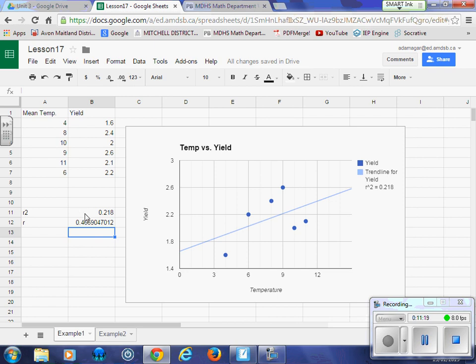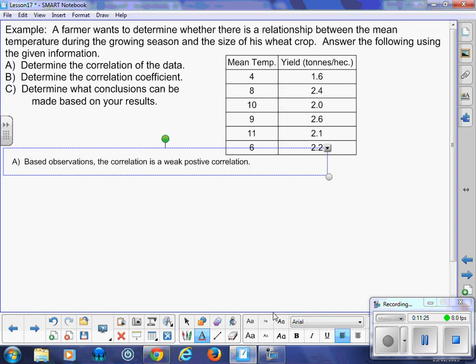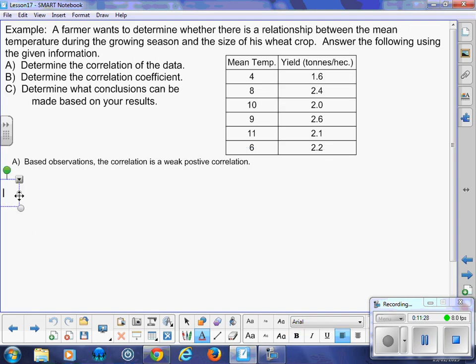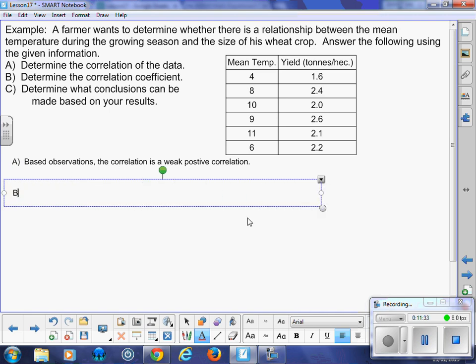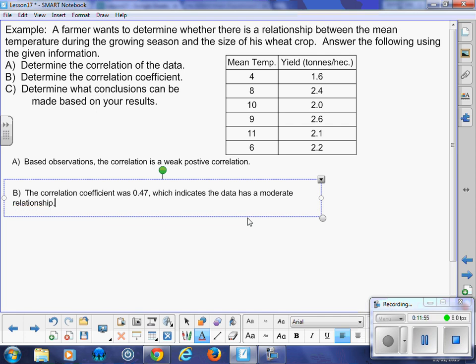So 0.47, that means it's in the moderate range. So we were a little light on that. But we were in the right ballpark. We weren't too far off. So, oops, try this again. Type in this answer. So for B, the correlation coefficient was 0.47, which indicates the data has a moderate relationship. So we were a little harsh with the weak part, but it gets us in the right area.